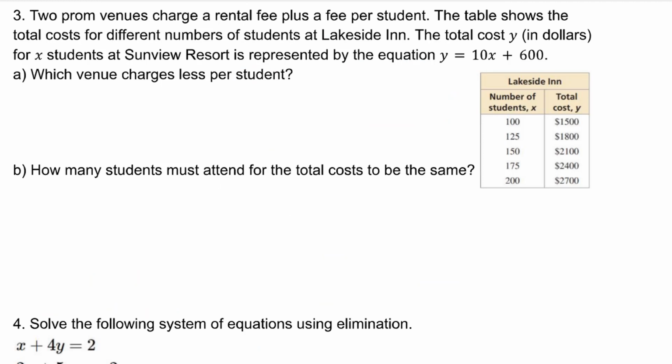Number 3, 2 prom venues charge a rental fee plus a fee per student. The table shows the total costs for different numbers of students at Lakeside Inn. The total cost y in dollars for x students at Sunview Resort is represented by the equation y equals 10x plus 600. Which venue charges less per student? I'm going to start by writing the table as an equation. I don't have a y-intercept, so let's find the slope between 2 points first.